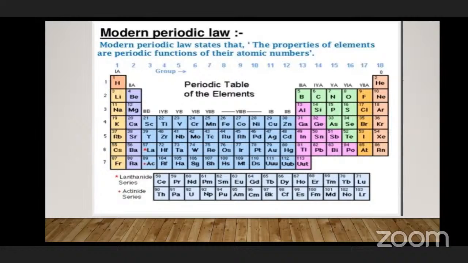What are these blocks? Whatever the elements in the periodic table, after writing the configuration, if the last valency electrons are present in the S subshell, those are considered S block elements. You can take any element and write the configuration: lithium, potassium, rubidium, strontium, barium, whatever it is. For first A and second group elements, the valency electrons will be present in the S orbital. That is why those are called S block elements.